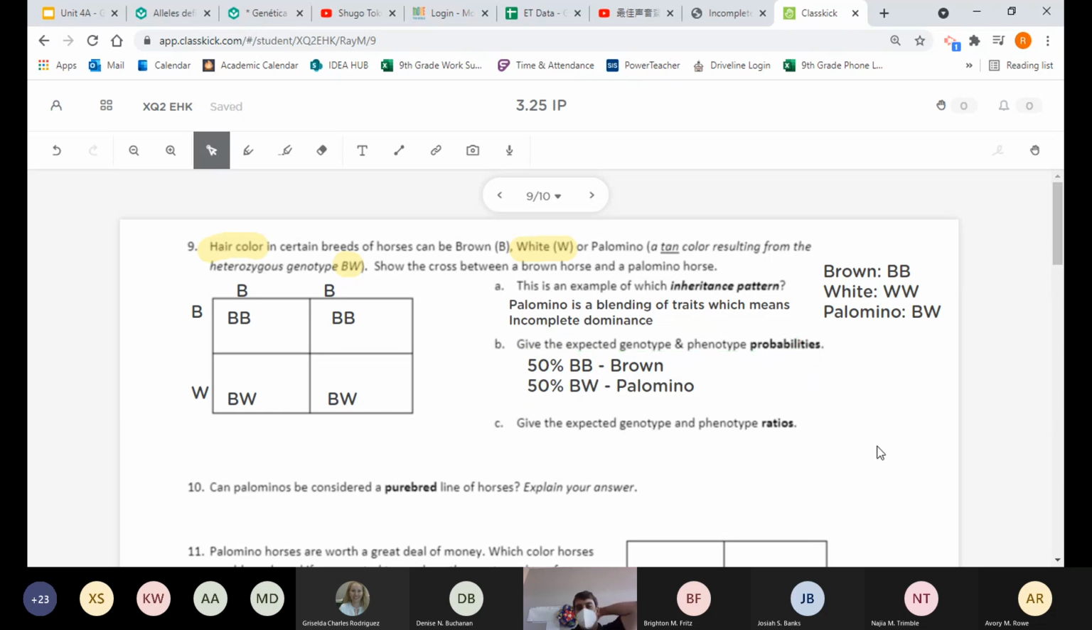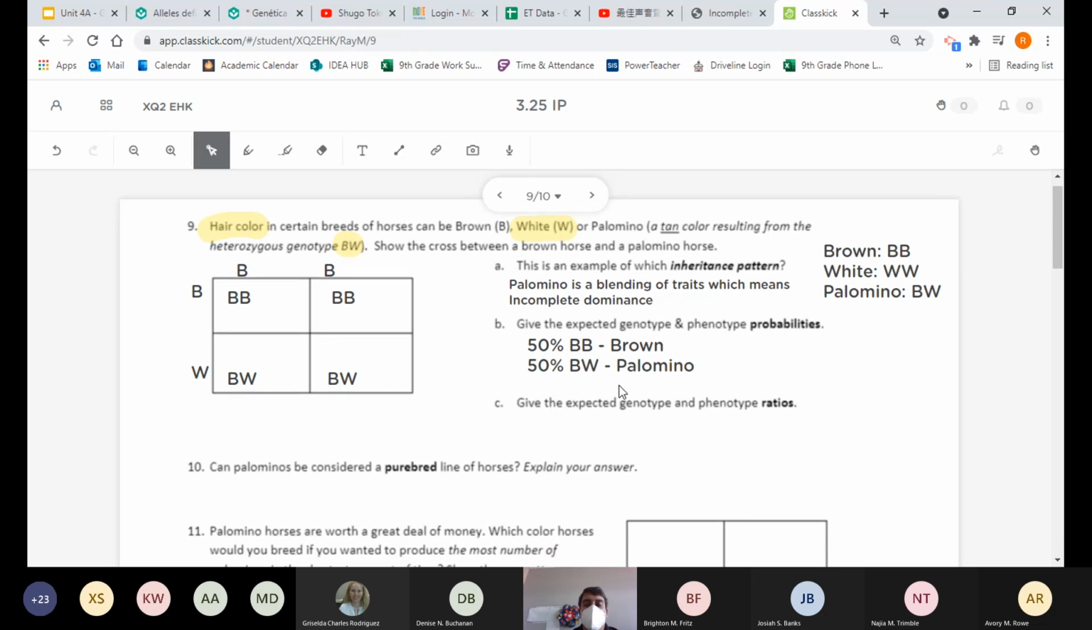So it's very similar to what you've seen before with our dominant recessive. It's just represented a little bit differently. So again, don't be confused. We're not dealing with two different traits, right? We're not dealing with those 16 possible outcomes. We're still just dealing with brown, white, or palomino. And just like last time, we have 50-50, which means we have a 1-to-1 ratio.